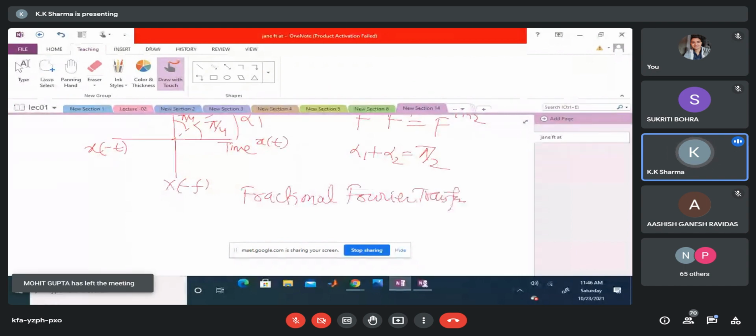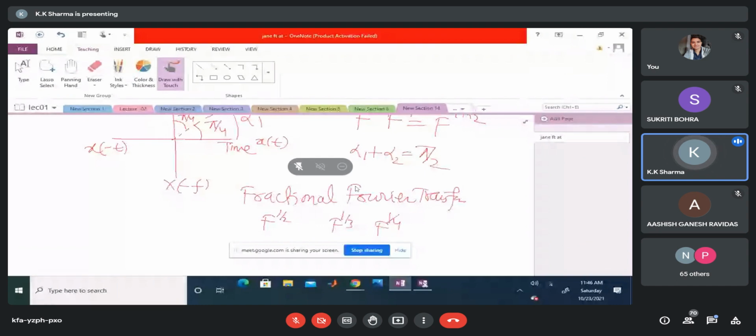So I can talk of Fourier raised to the power half, Fourier raised to the power 1 by 3. I can talk of Fourier operator raised to the power 1 by 4 or any other number. These operators have meaning now. Earlier I was saying that f to the power 4 is the identity operator. But what is f to the power half? What is f to the power 1 by 3? They are nothing but fractional Fourier transform operators.